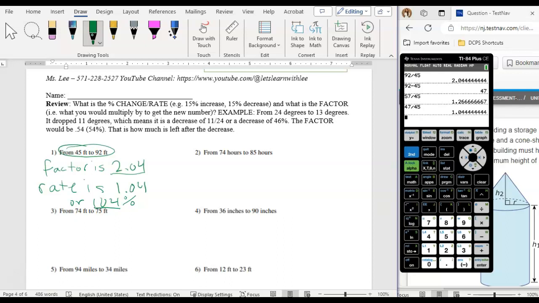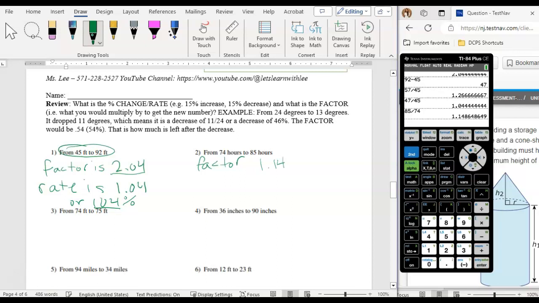All right, so then if we have 74 to 85, the factor is the easiest thing to find here, because we can say 85 divided by 74, which gives us 1.148. And so then that means it's growing here by 14.8%. And then that means that my rate is 14.8%. Our rate, if we were multiplying it, would be 0.148. That's how much we are increasing it by, or 14.8%.